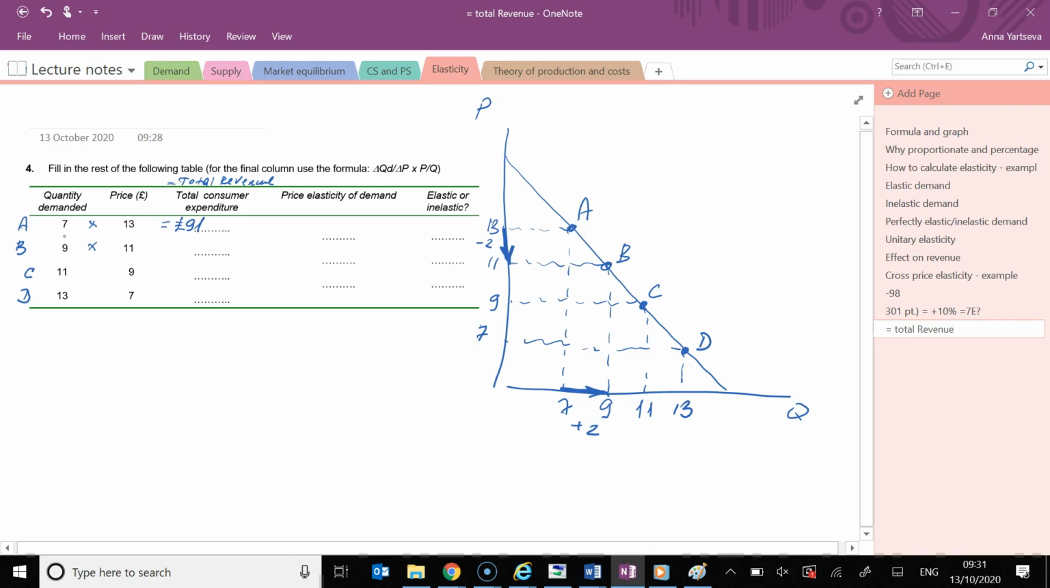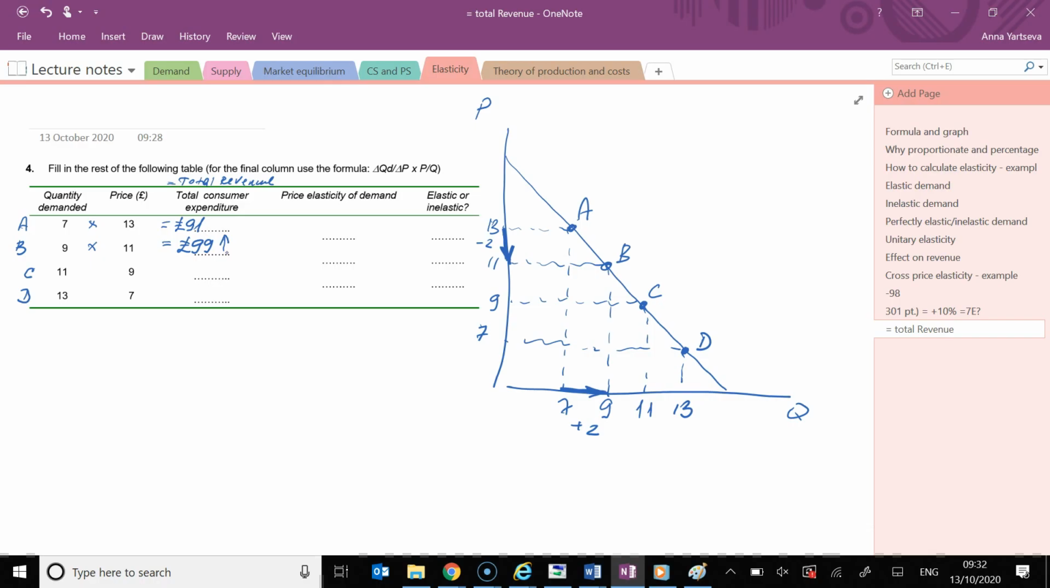9 by 11, we've sold 9 units at 11 pounds each. Our total revenue has increased to 99. Is it better? Better. We've managed to increase our total revenue. Total revenue has increased. Consumer expenditure is the same as firm's revenue because whatever consumers are spending, this is what the firm is getting. It's our revenue.